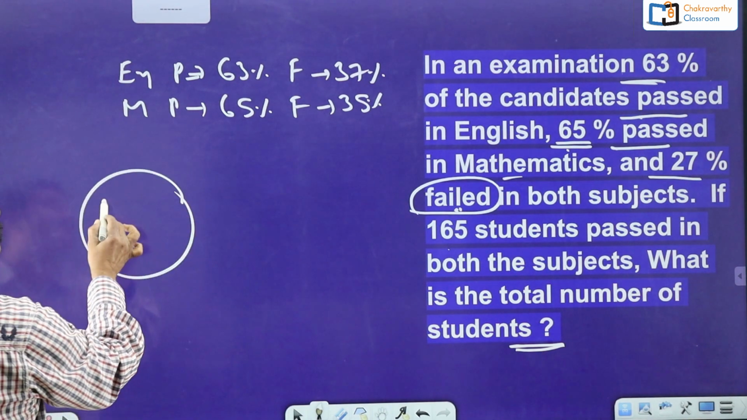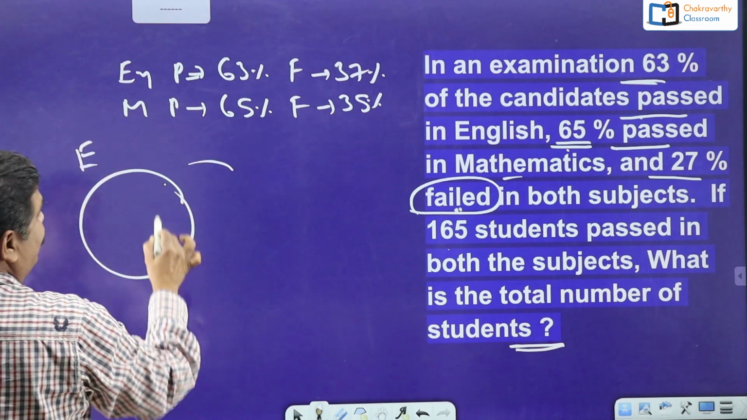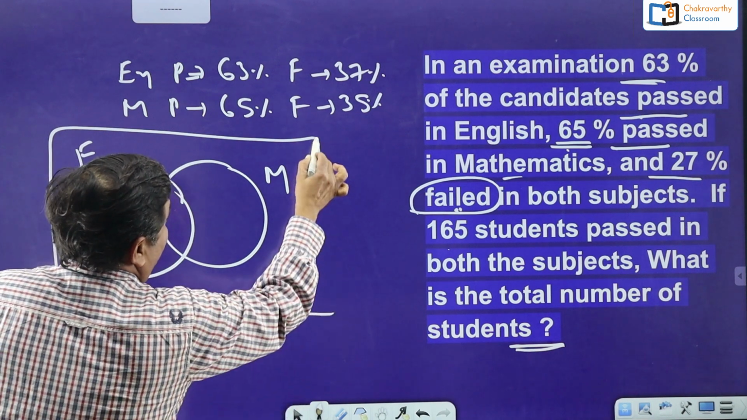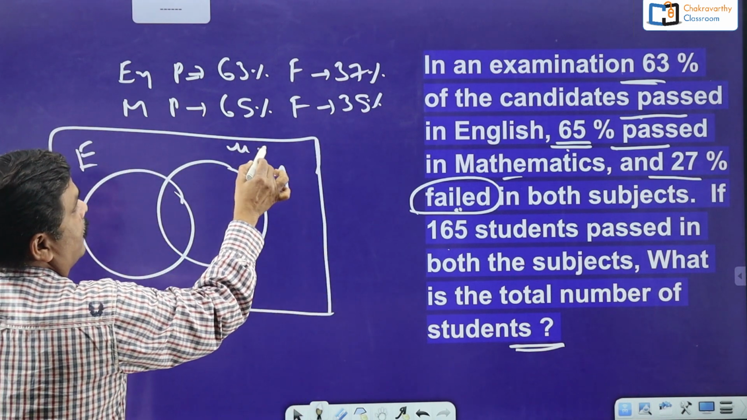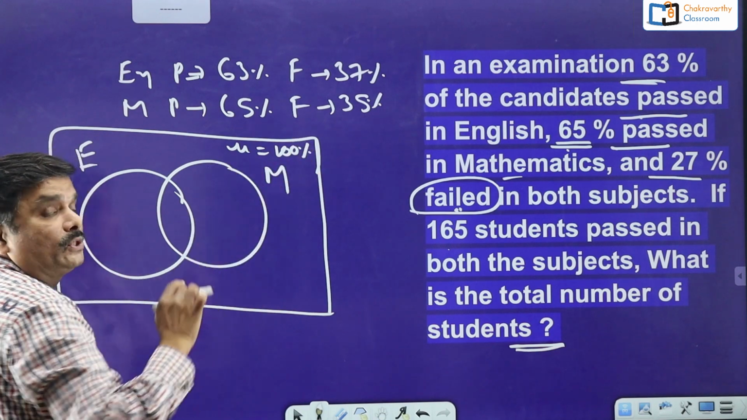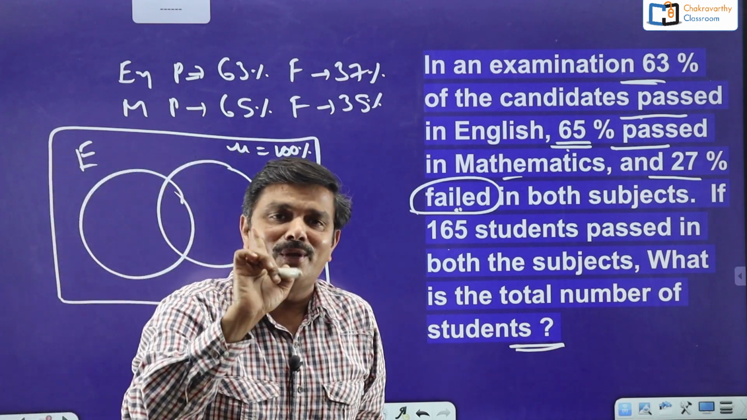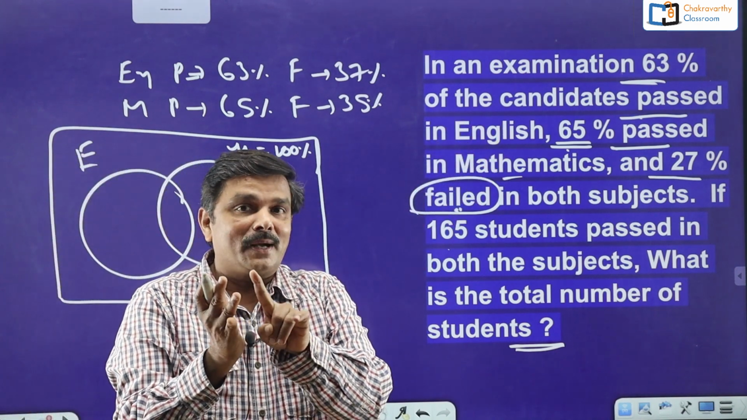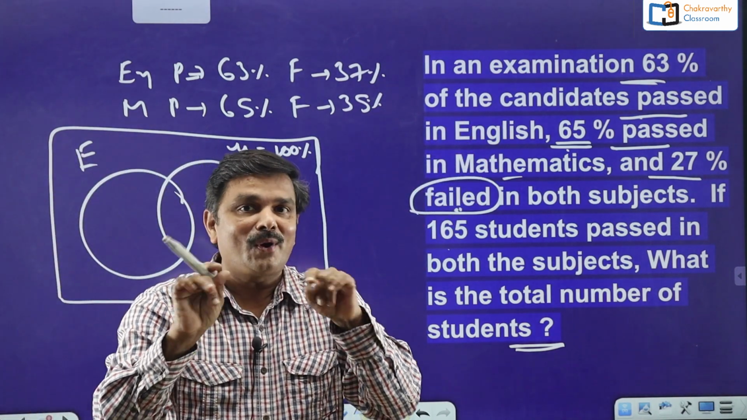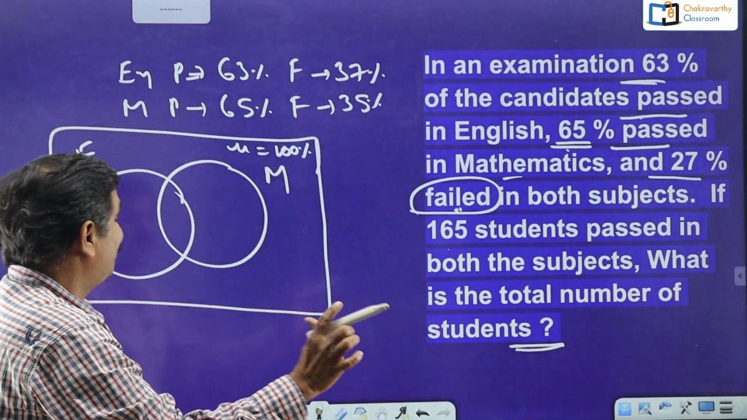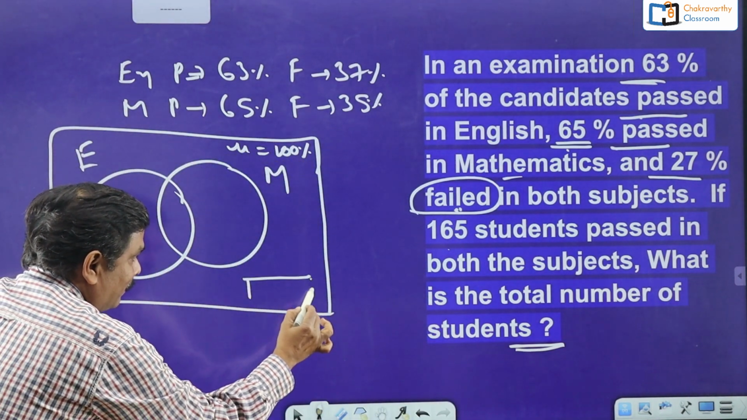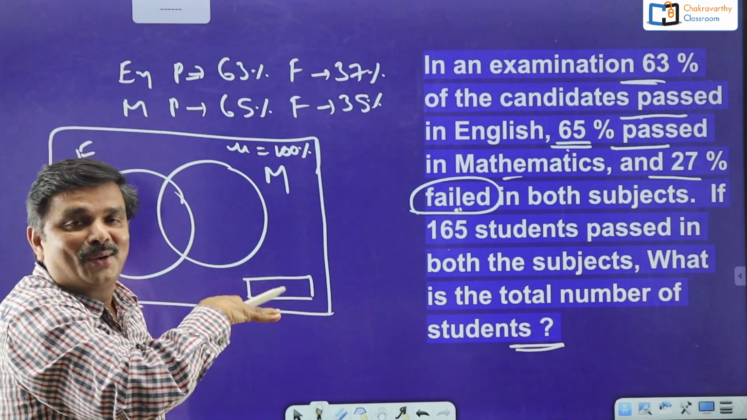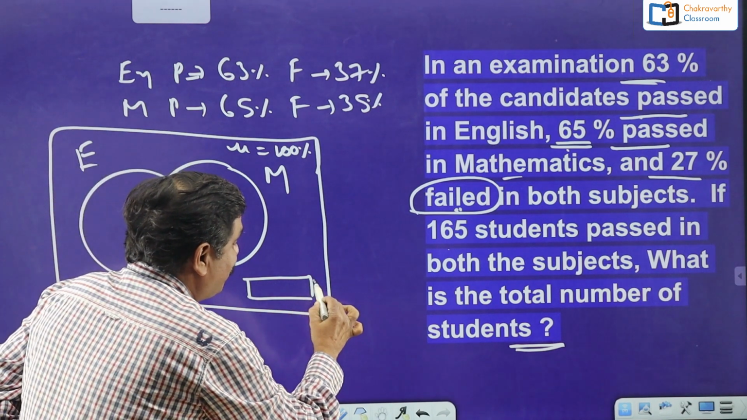Now I'm taking this one for English and this one for mathematics. It is the total diagram. Now the total should be equal to 100%, but students, observe very carefully. They have not given passed in English, passed in mathematics, or both. They have not given it in this way. That means there is a none part here. In the previous question there was no none part. This is what I would like to explain clearly. Now the none part is there.